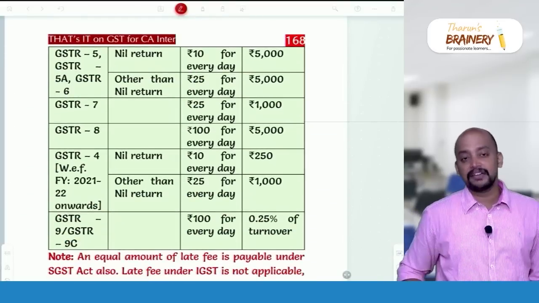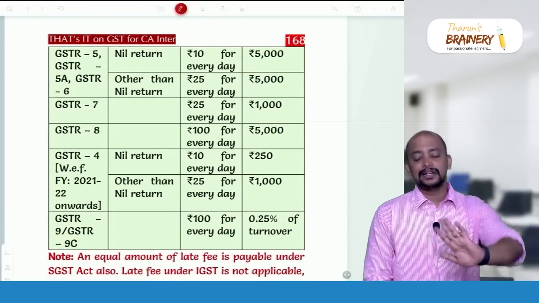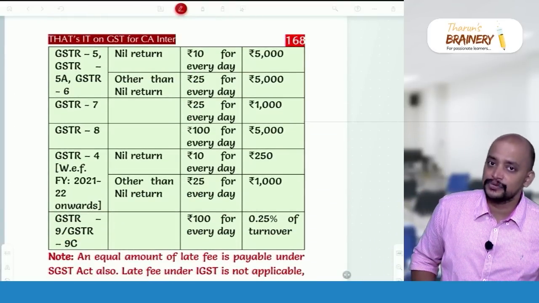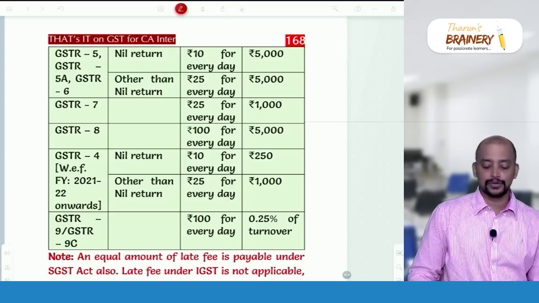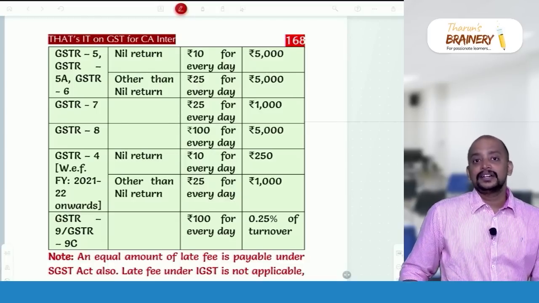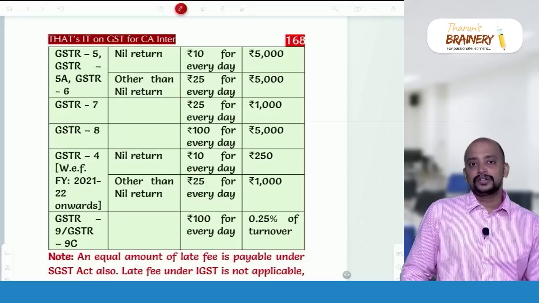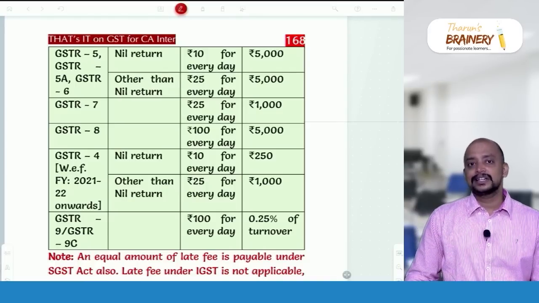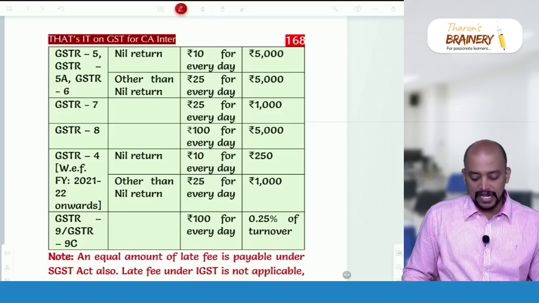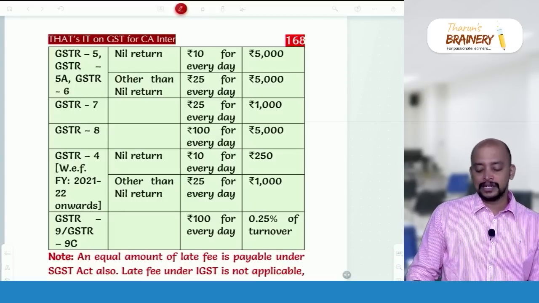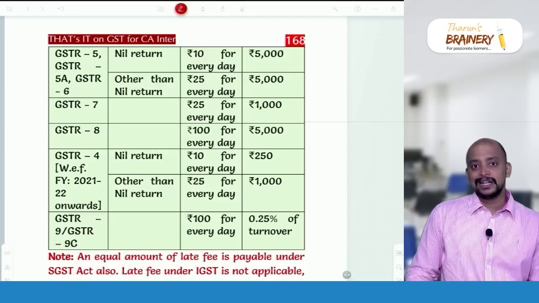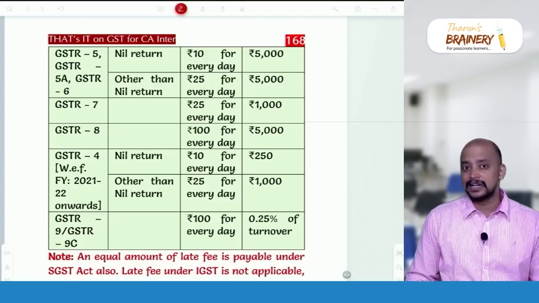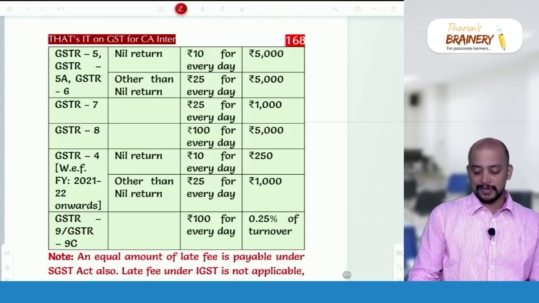Then GSTR5, 5A and 6: nil return, 10 rupees per day; other than nil return, 25 rupees per day, subject to maximum same 5,000 rupees. GSTR 7, it is like TDS, so 10 rupees, 25 rupees per day subject to maximum 1000, whereas TCS it will be 100 rupees per day subject to maximum 5000. GSTR 4 annual return: nil return 10 rupees per day subject to maximum 250; other than nil return, 25 rupees per day subject to maximum 1000.